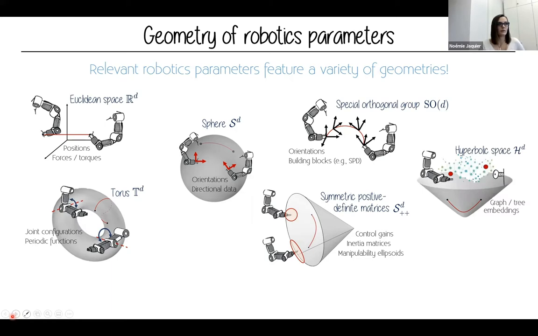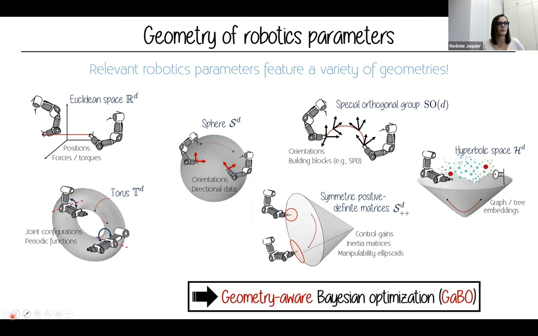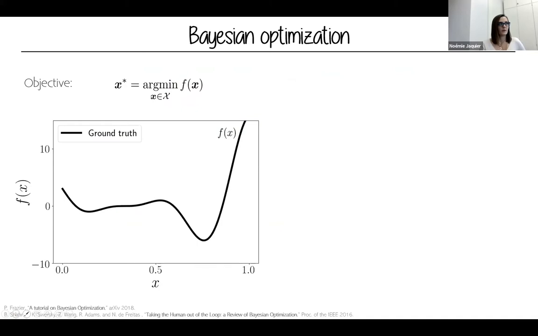So you see here, you have a lot of different geometries, and the idea would be to be able to use those in order to improve the data efficiency of our BO. This is why we designed these geometry-aware Bayesian optimization techniques. This is the acronym GaBO.